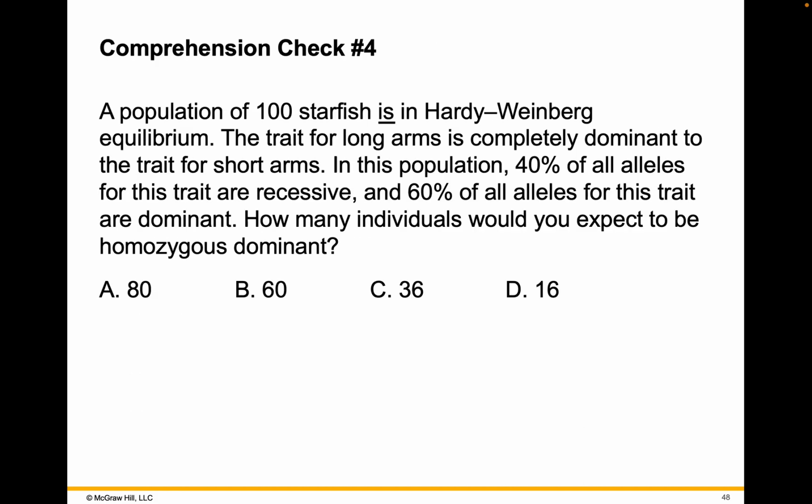All right, so here's a comprehension check question for you. A population of 100 starfish is in Hardy-Weinberg equilibrium. The trait for long arms is completely dominant to the trait for short arms. And in this population, 40% of all alleles for this trait are recessive. 60% of all alleles for this trait are dominant. How many individuals would you expect to be homozygous dominant?